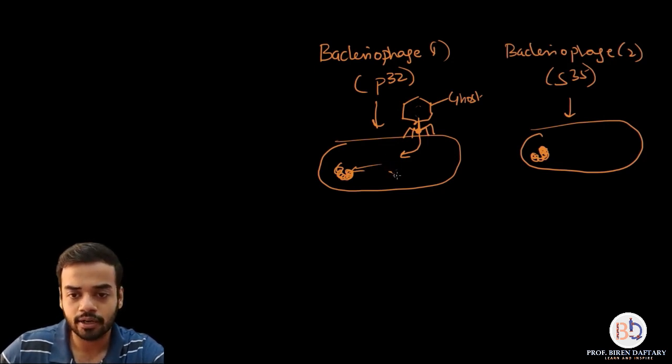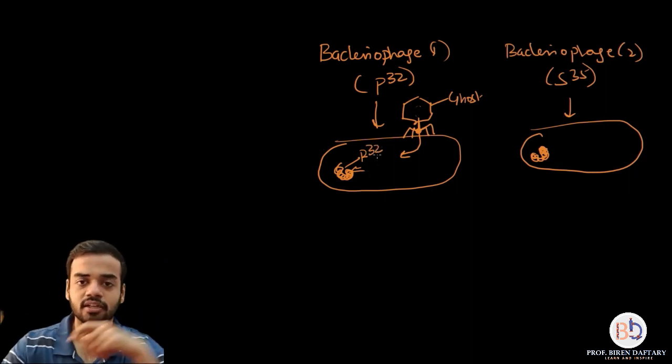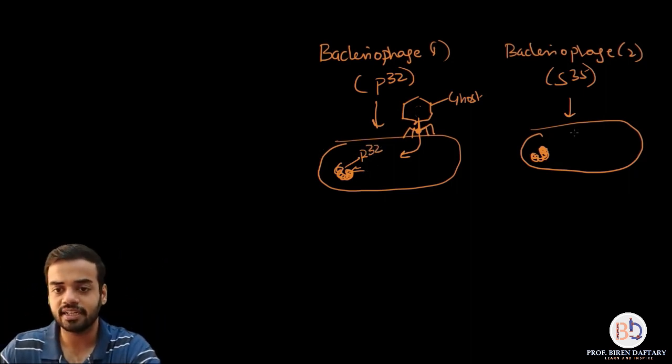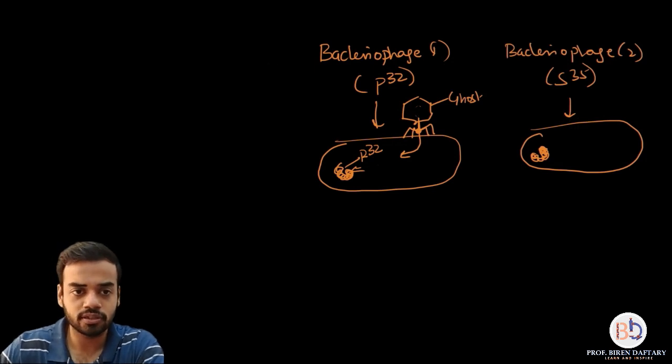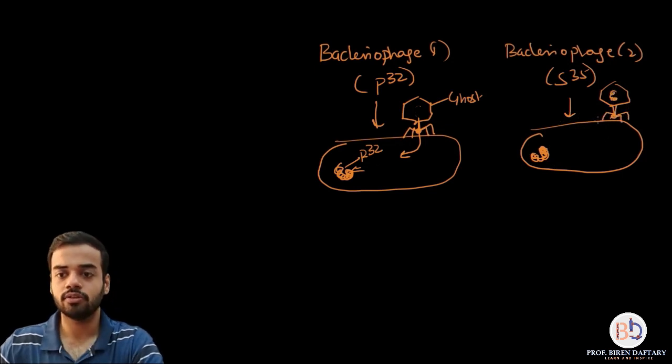Okay, and now what is going to happen is this DNA which is present also has P32, because it was mixed with the viral DNA. Now let us take the example of the second bacteriophage over here. So again I am going to draw the bacteriophage, correct? It has got the DNA over here.